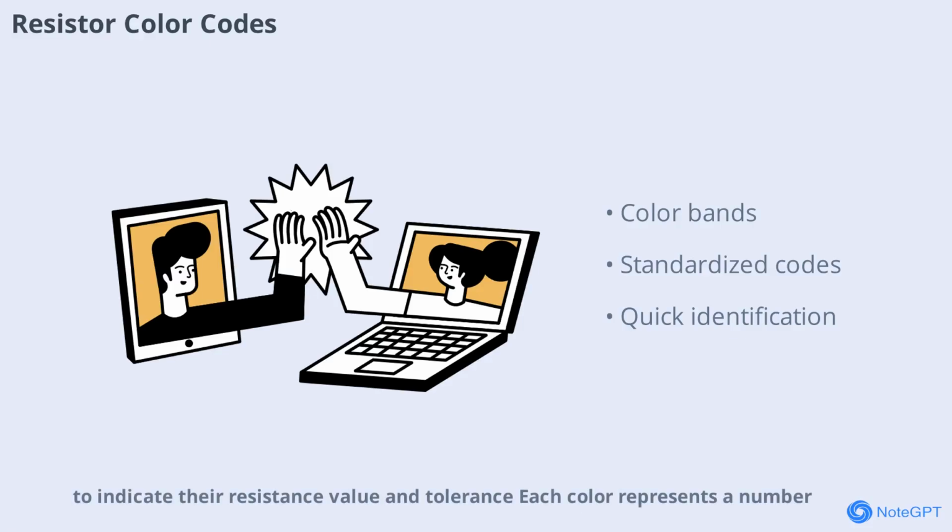Each color represents a number, and by reading the bands in order, you can determine the resistor's value. This system allows for quick identification and is standardized across the electronics industry. Learning to read these codes is a fundamental skill for anyone working with electronics.